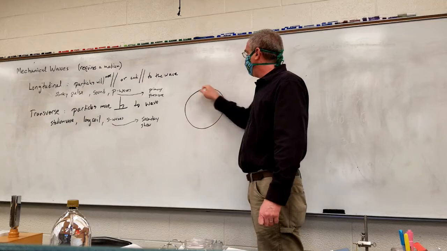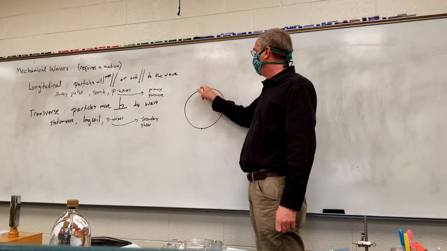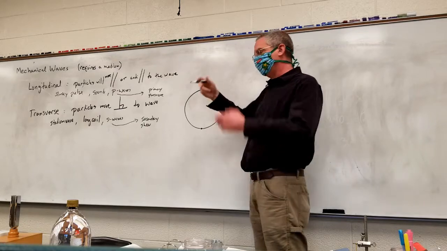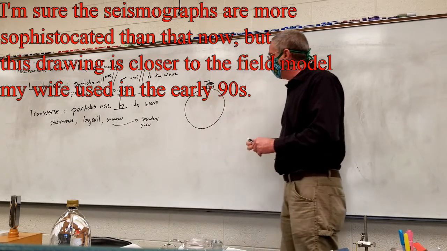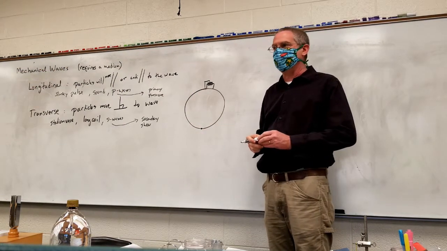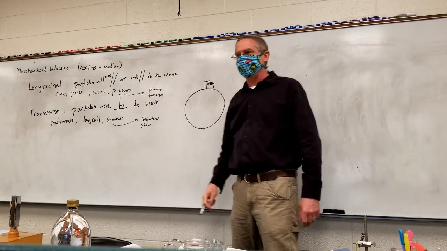So if we have an earthquake at this part of the world, and then we're over here, we have our little seismograph. So I have something that's rolling around and track marks that are being left in it. There are two types of waves that are being created when an earthquake happens. We have longitudinal and transverse waves.